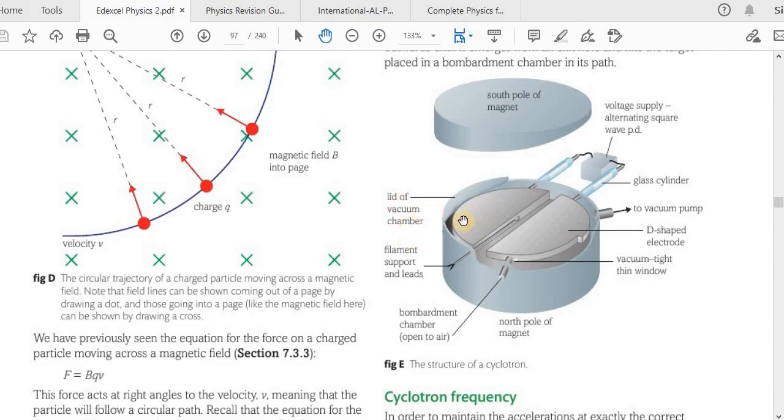Lid of vacuum chamber, filament support and leads. Bombardment chamber open to air, so it would come out of here and collide with something. The particle comes out. North pole of magnet, D-shaped electrode, vacuum, thin window. To vacuum pump: this is to suck all the air out and create a vacuum in here, because otherwise when the particle is moving it will collide with the air molecules. Glass cylinder.